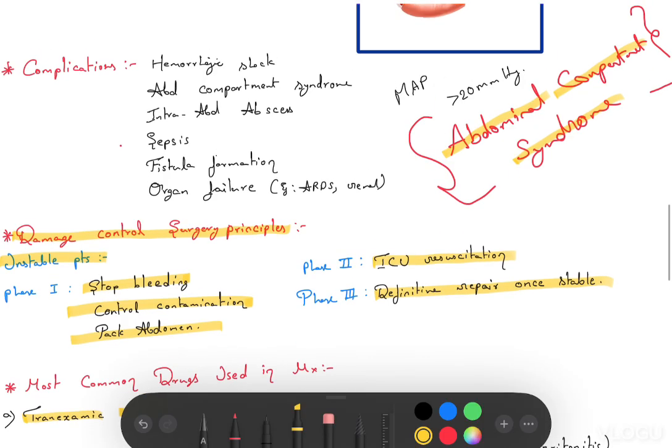Packed red blood cells, FFP and platelets as per the ratio. So in surgical viva, the most commonly asked high yield questions, I'm going to give as a recap.